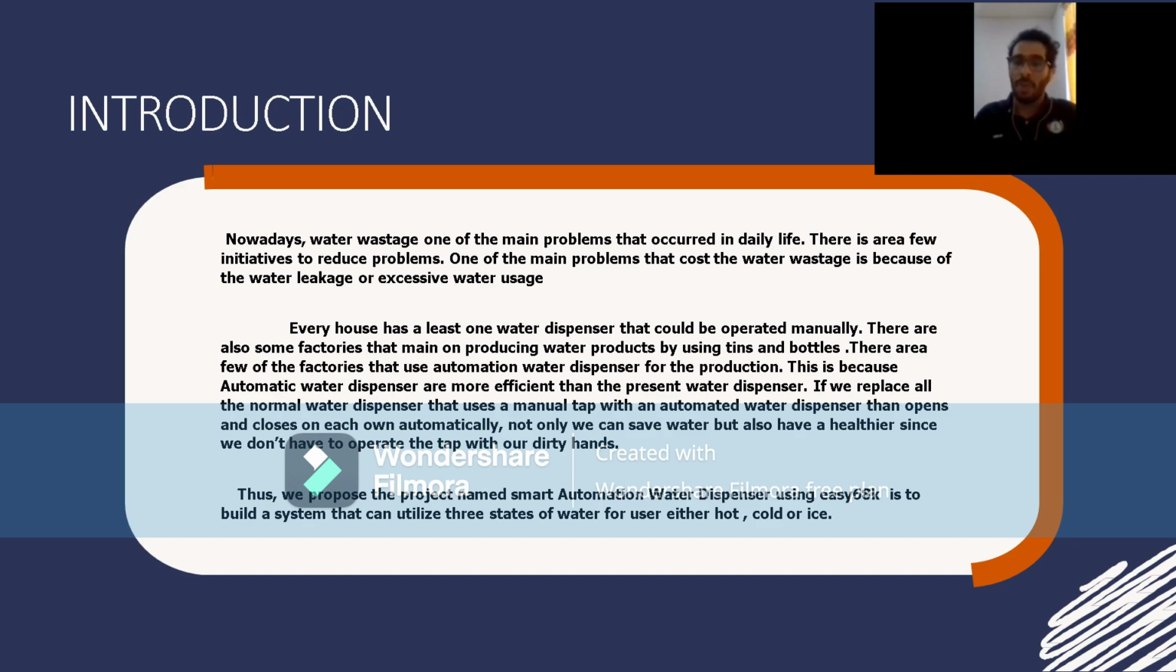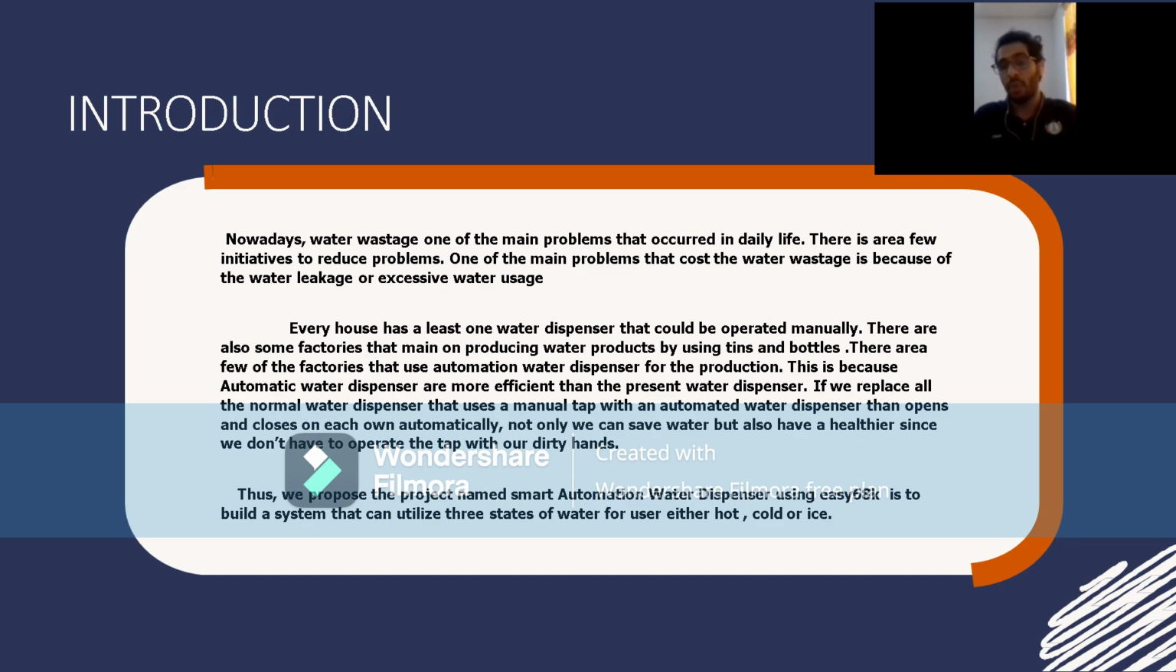Nowadays, water wastage is one of the main problems that occur in daily life. There are a few initiatives to reduce the problems. One of the main problems that cause water wastage is water leakage or excessive water use. Every house has at least one water dispenser that could be operated manually. There are also some factories that focus on producing water products using cans and bottles. A few of the factories use automation water dispensers for production. This is because automation water dispensers are more efficient than present water dispensers.